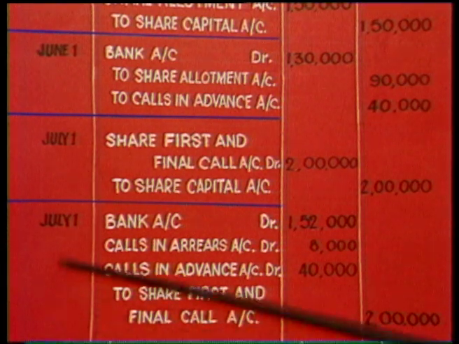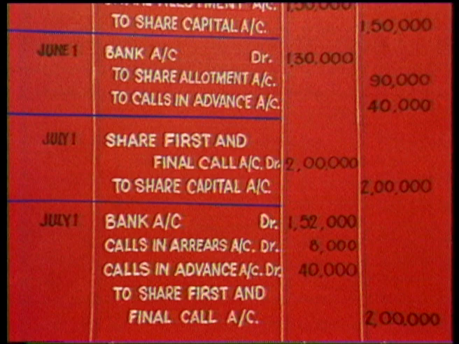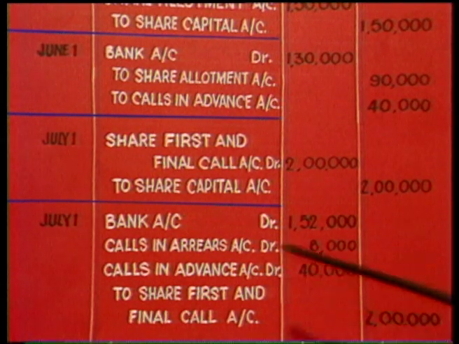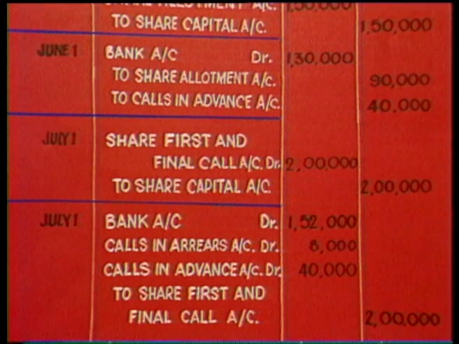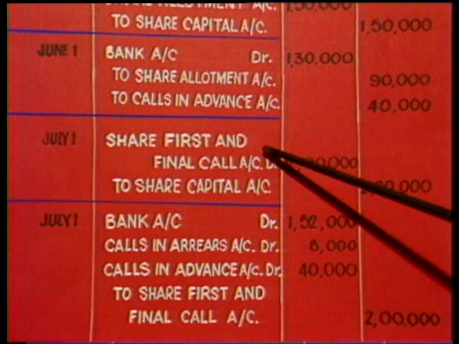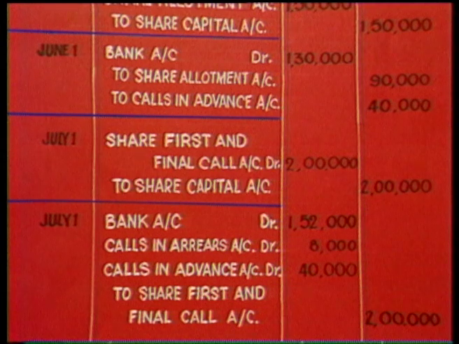Again, on the same day, there are further receipts towards the final call money that is due. The total amount received is 1,52,000 rupees. This amount has got to be transferred to the share first and final call account, because that pertains to the amount due on first and final call.